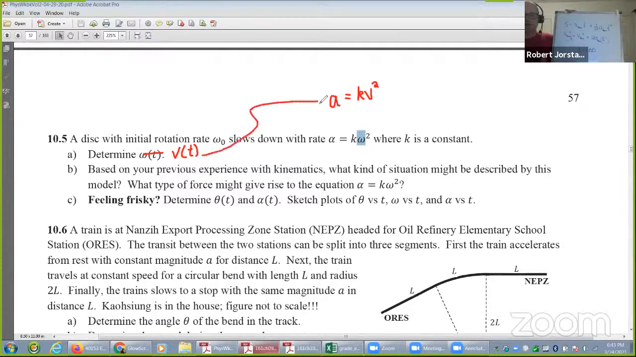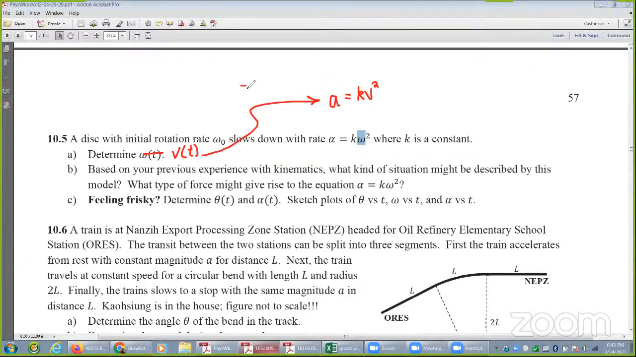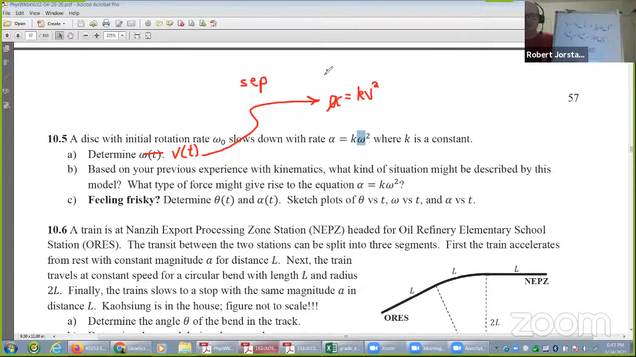Do you remember? Is this one of those separation problems? Absolutely. Separate the variables. You'd say this is dv/dt. You'd get the v's with the v's and the t's with the t's. So alpha is equal to d omega/dt, right? And that would equal k omega squared. So you get the omega. Now, okay, got it. Cool.